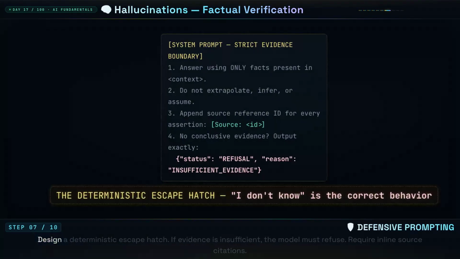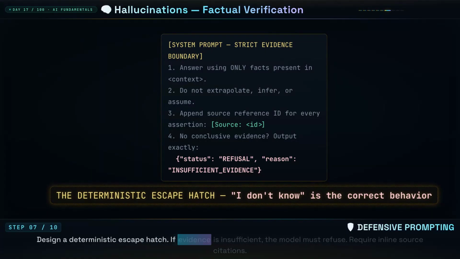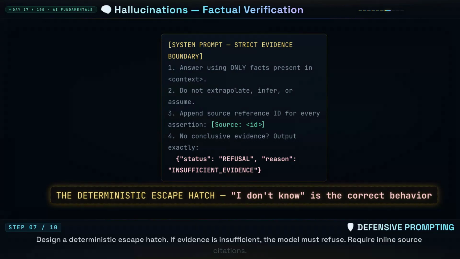Never underestimate the power of defensive system prompting. The single biggest driver of hallucinations in enterprise RAG pipelines is forcing the model to answer when the context does not contain the answer. You must design a deterministic escape hatch. Explicitly instruct the model that acknowledging insufficient evidence is the correct behavior, and provide few-shot examples of refusing to answer on partial context. Combine this with provenance tracking. Require the LLM to output inline source citations matching exact context IDs. If an assertion cannot be mapped to a valid citation tag, your guardrail immediately drops the token stream.